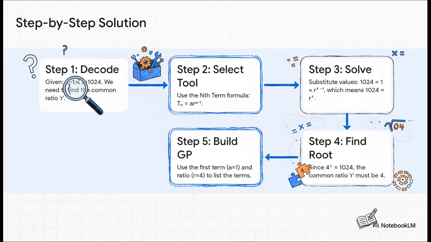We just substitute the values we know. 1024 equals 1 times r to the power of 6 minus 1, which just simplifies to 1024 equals r to the power of 5. A quick check tells us that 4 to the power of 5 is 1024. So our common ratio, r, is 4. And just like that, the puzzle is solved.